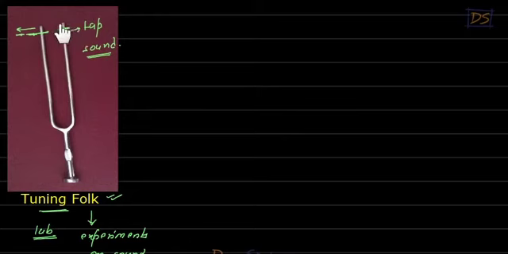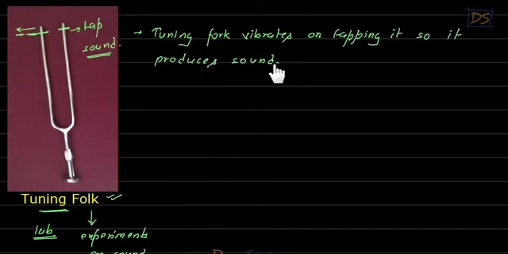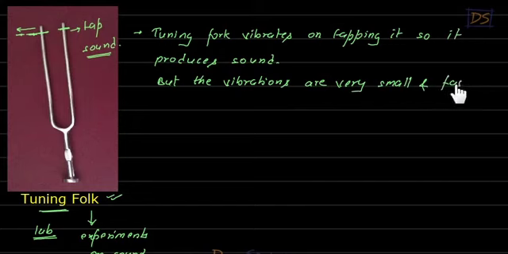Because these vibrations are very small and very fast, you cannot see them. So let me write this down. Tuning fork vibrates on tapping it, so it produces sound. But the vibrations are very small and fast, so we cannot see them.